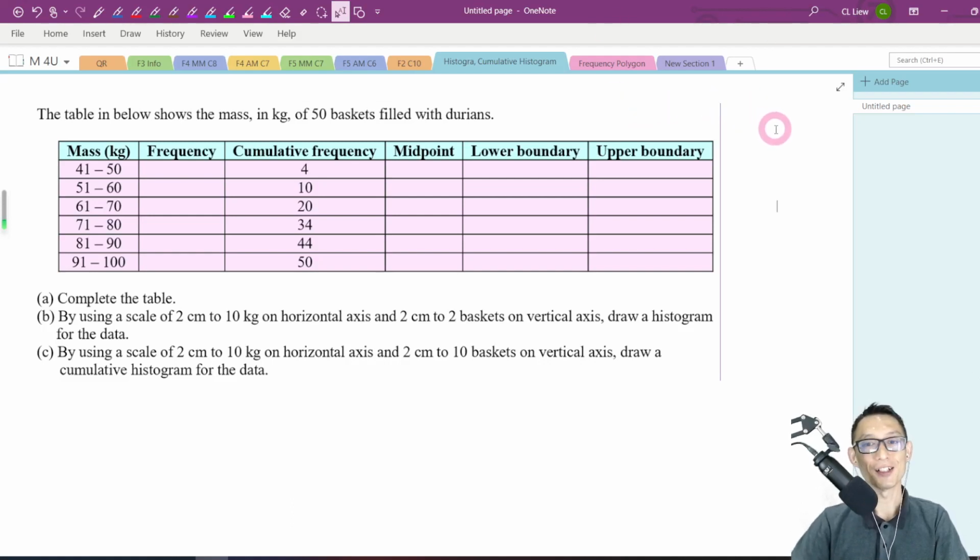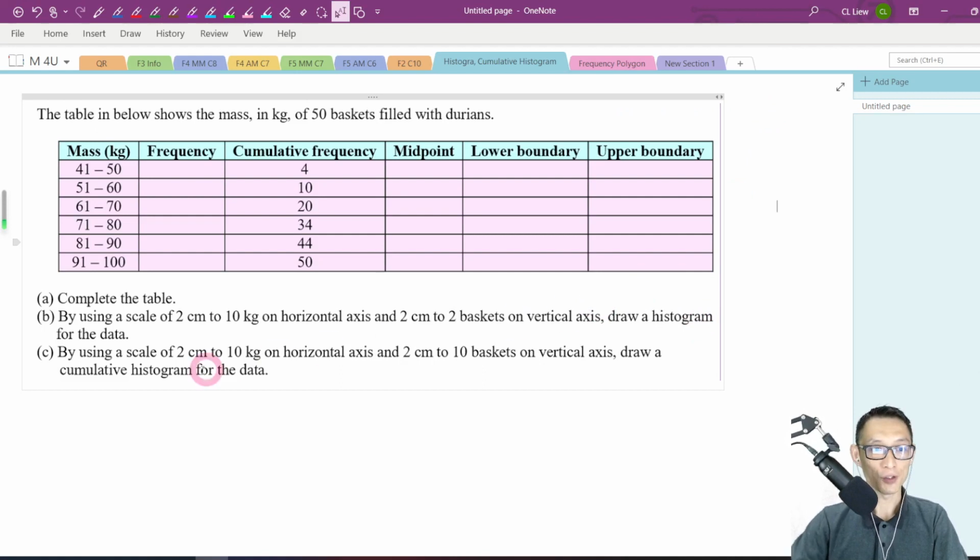Hi everybody, in this video, let's learn how do we construct a histogram, cumulative histogram, and also a frequency polygon. Okay, now let's look at this question. The table below shows the mass in kilogram of 50 baskets filled with durian. Okay, for the first part, we need to complete the table.